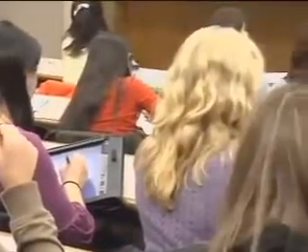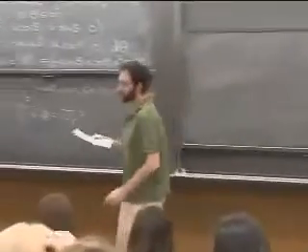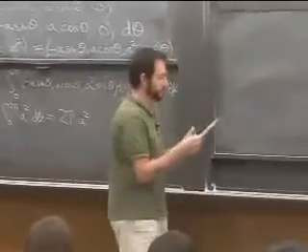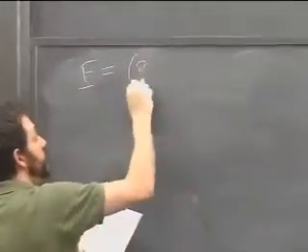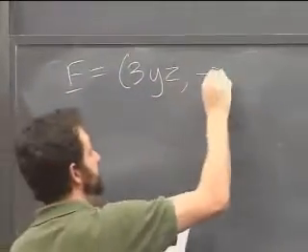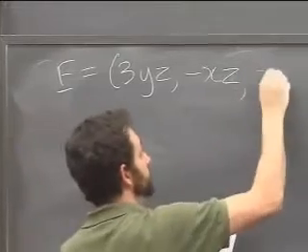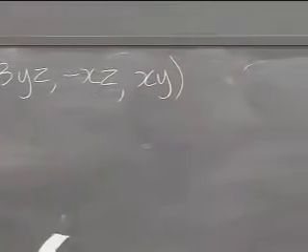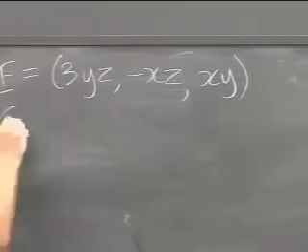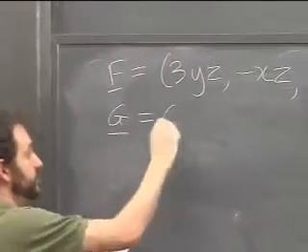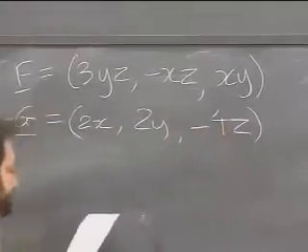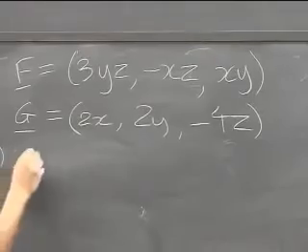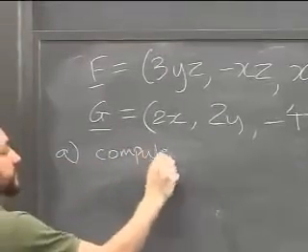Okay, here is a trickier problem. So this is actually not from a final, I take it back. It's from quiz 5, spring 2004. So it says, let F be the vector field 3yz, minus xz, xy. And as usual, we have to have a surface. But before we have a surface, it's giving you another vector field G, which is 2x, 2y, minus 4z. And so part A says compute the curl of F.